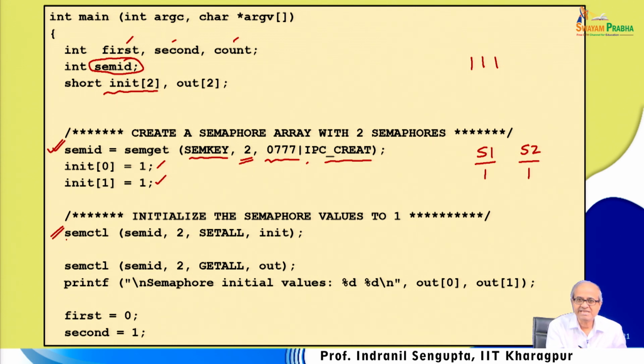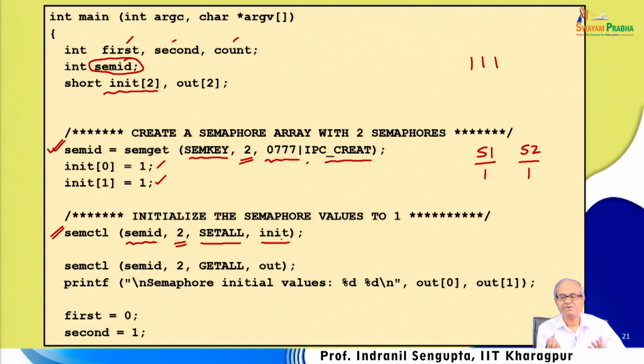Then this semctl is a very general function call. All operations we can perform using semctl. In semctl we specify the same semaphore ID that was returned from semget. We specify how many semaphores are there in the group. SETALL means you set all the semaphores with the values, what values? Init. So init[0] is 1, init[1] is 1, and you set both the semaphore values with those initial values.